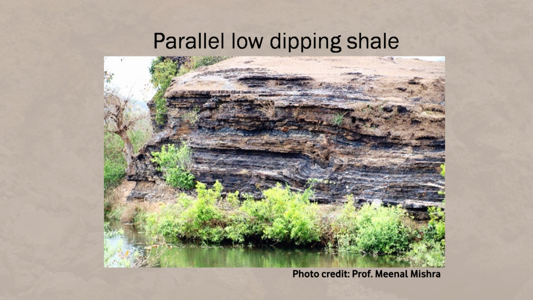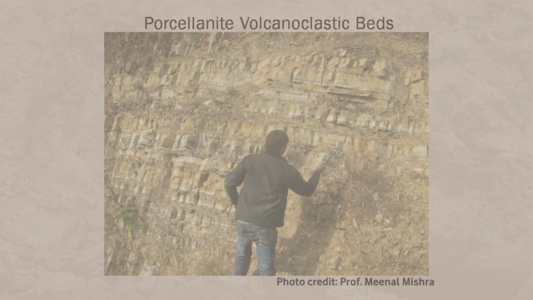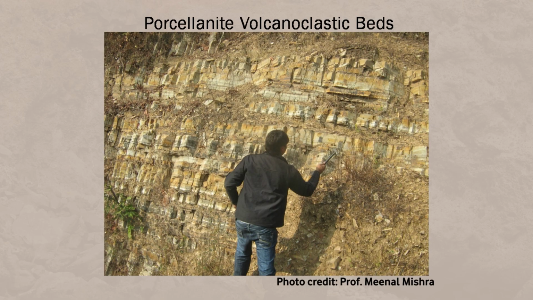And this is found in the Vindhyachal rocks, the Vindhyan rocks of India. Another one is a porcellanite rock. Porcellanite is a rock formed by volcanic ash. So when the ash slowly falls, it forms parallel layers, and these become hardened, and then we call it porcellanite. This is again from the Vindhyan ranges, where they form parallel beds alternating with sandstones.